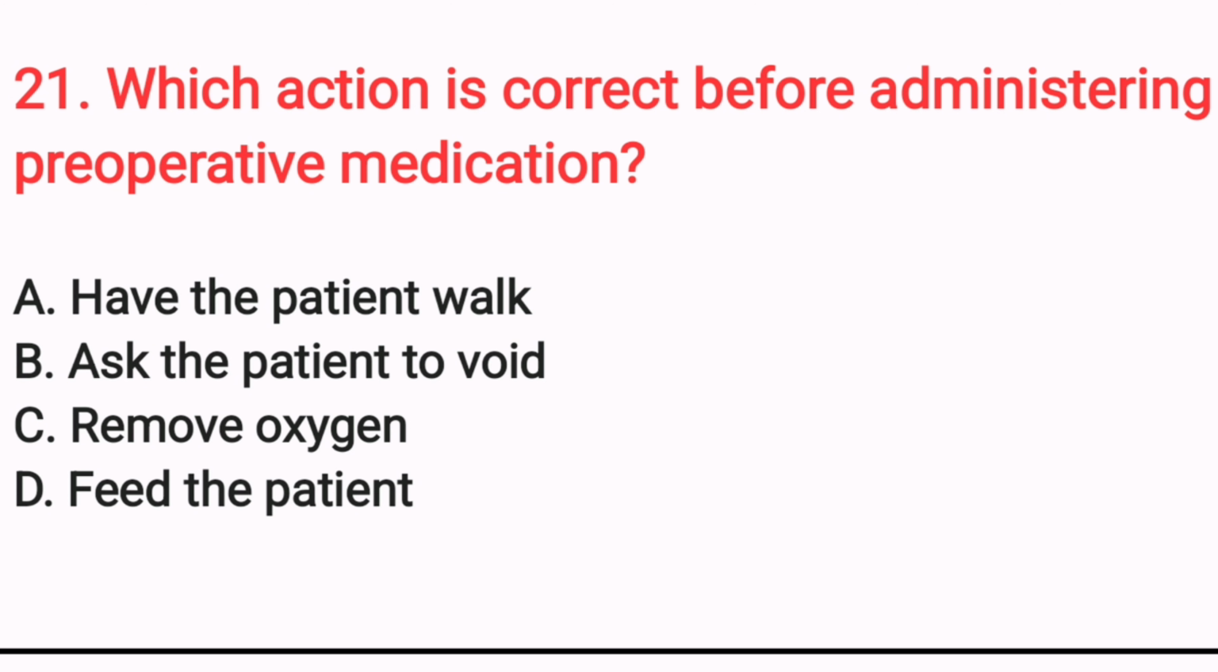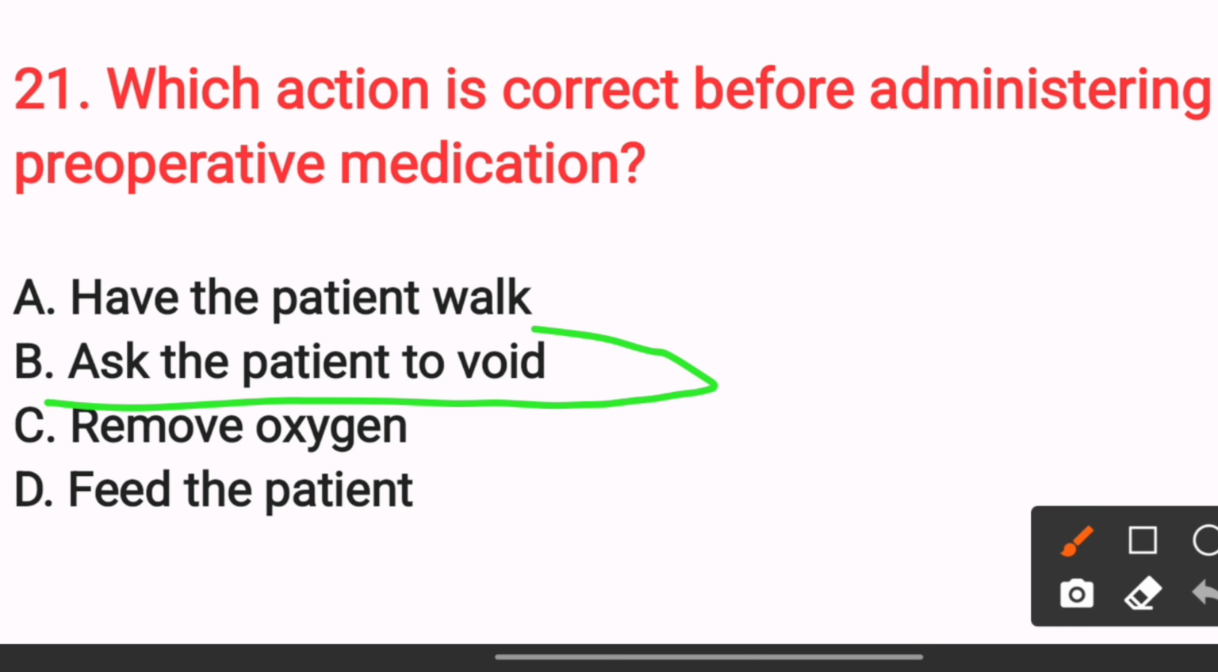Option A, have the patient walk. Option B, ask the patient to void. Option C, remove the oxygen. Option D, feed the patient. The answer is option B, ask the patient to void.